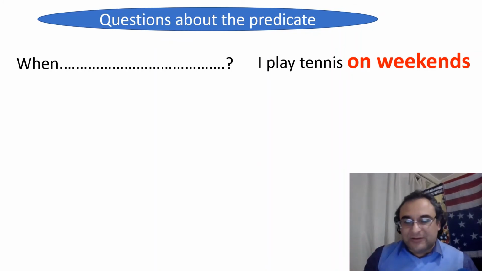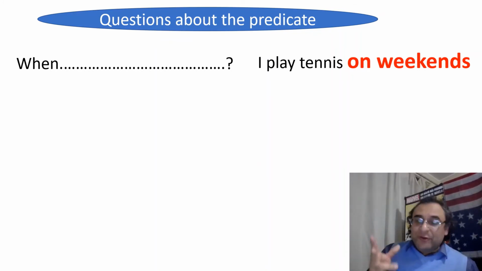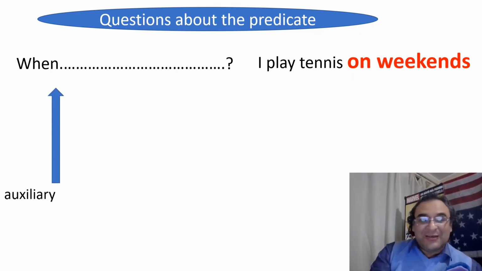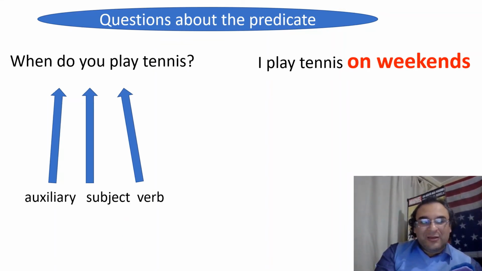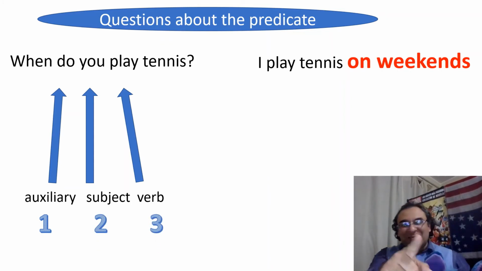They're not correct. Because in English, to write questions about the predicate, it requires an interesting structure. That is, number one, you need the auxiliary. We will talk about that in a moment. Then you need a subject, and then you need a verb. That's a technique that I like to call the 1, 2, 3. All right, that is a correct question.